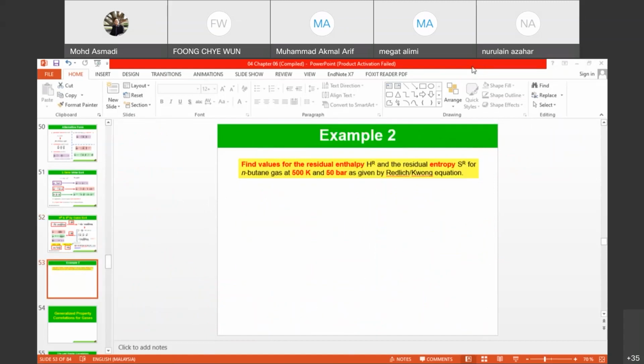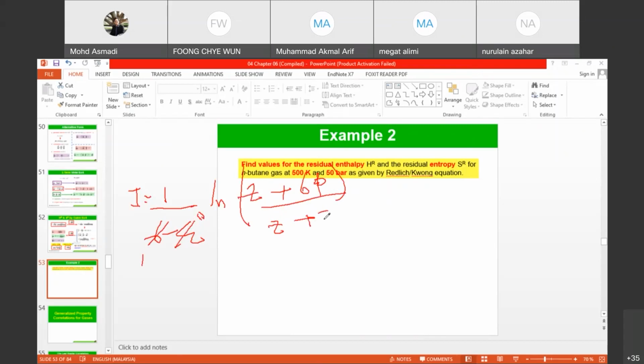So from that, I equal to 1 divided by sigma minus epsilon, times ln of (Z plus sigma beta) divided by (Z plus epsilon beta). Here epsilon is 0 and sigma is equal to 1. So just rearrange these equations.